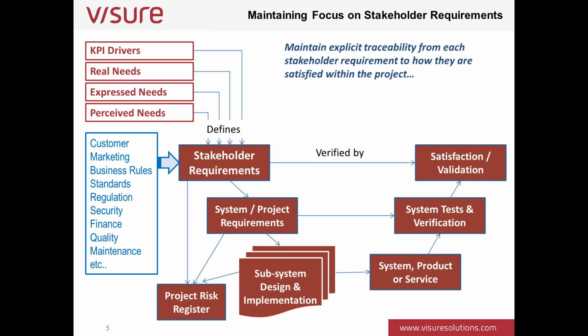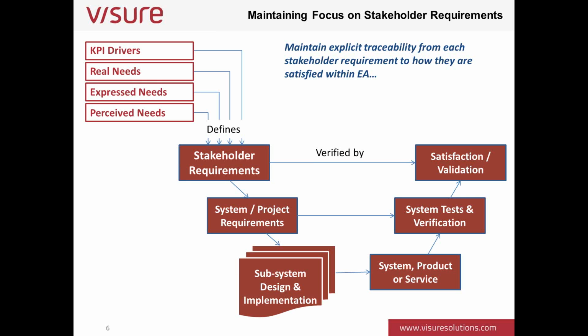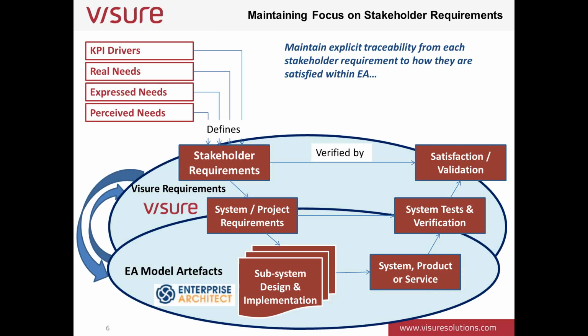So we need to maintain here explicit traceability from each stakeholder requirement to how they are satisfied within the project. Taking this one step further now, we're now looking at how they can be satisfied also within Enterprise Architect, in this case Sparx Enterprise Architect. And I've drawn a couple of circles where you'd expect to see this information being captured.